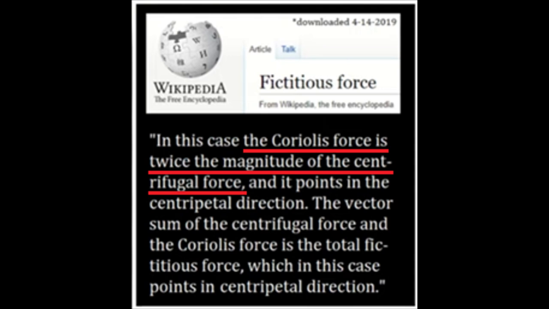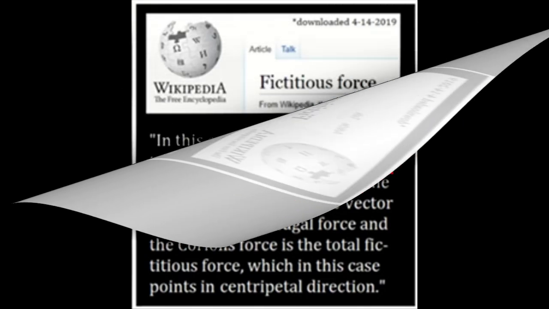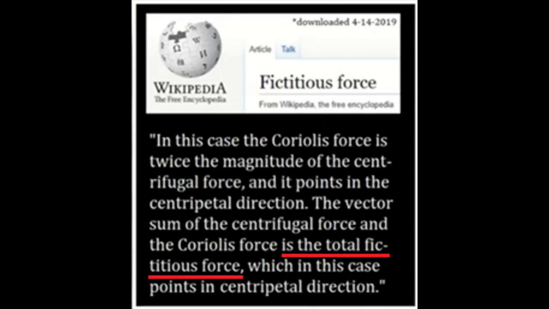Unquote. Notice that the total force is centripetal, that is, towards the center of the rotation, where the center of mass is located. Also notice that Wikipedia calls this, quote, "the total fictitious force," unquote. But, as we noted earlier, this is what the Newtonian system must call the total force, since it believes this force is not real but is caused only by different directions of movement of adjacent objects. In the geocentric system, the phrase would be the total inertial force or the total real force.